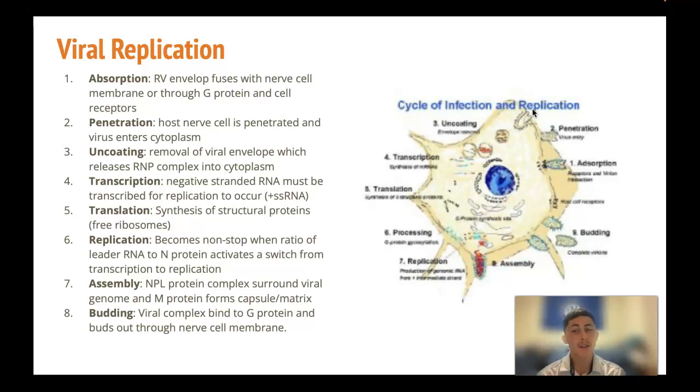And once there is a ratio present between leader RNA and the N protein, it activates a switch from transcription to replication, which is very dangerous because replication then becomes nonstop. That stop codon is no longer recognized, and replication occurs at a rapid rate, and that's why rabies is a very, very fatal disease. After the virus replicates, it assembles into viral particles and is surrounded by that M protein matrix, and then it buds out of the nerve cell.